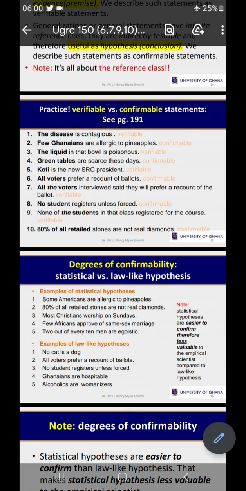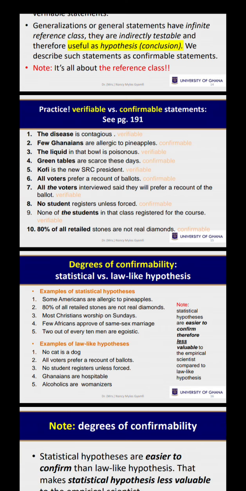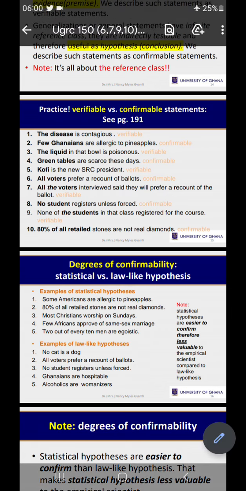So the moment you see a sentence starting with some of these words, then you should know that it is a law-like hypothesis, because it has no exception. It won't talk about a part of a group and leave some. It won't talk about a certain nation, people of a country, and leave some. It won't talk about certain couples and leave some. It won't talk about certain politicians and leave some out. If it's talking about politicians, it will say all politicians. If it's talking about Ghanaians, say all Ghanaians.